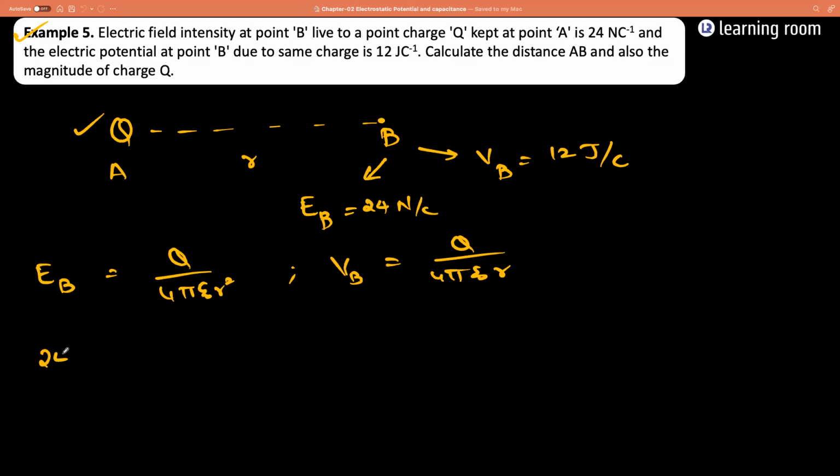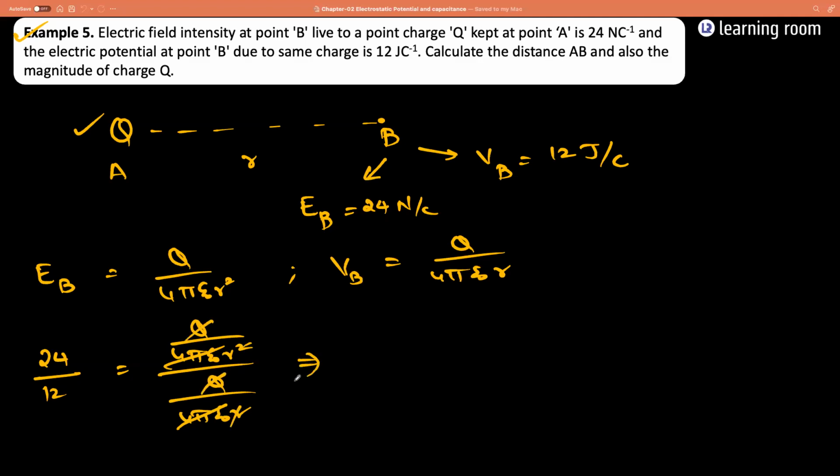EB is given as 24. Divide both. VB is given as 12, is equal to Q by 4 pi epsilon naught R square by Q by 4 pi epsilon naught R. So 4 pi epsilon naught and 4 pi epsilon naught, Q and Q are gone, R and R are also gone, which implies this and this will get cancelled. 2 will be equal to 1 by R, or R will be equal to half meter or 0.5 meter.